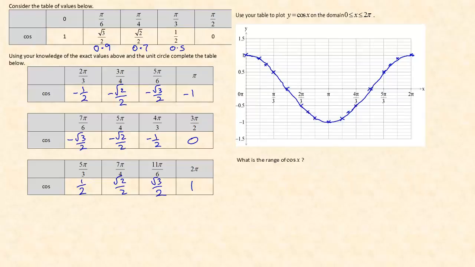The range of cos x, so if we look at the y's, the highest value is 1, the smallest value is -1, and the curve is always between here. So we can say that y is a real, or we could have said cos x is a real, and y is between -1 and 1, with both of them inclusive.